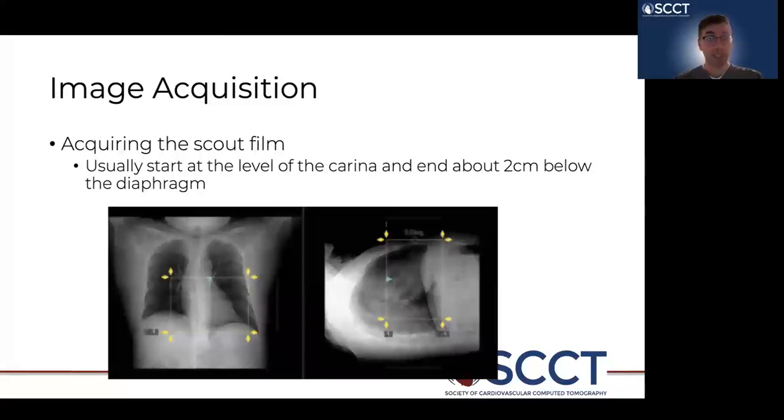So for image acquisition, we get the scout film. This is, like I mentioned, a chest X-ray essentially, and you can adjust the coverage. And so you want to start the Z-axis coverage. So remember, Z-axis is head to toe. You want to start it around the level of the carina. So that's right about here. And then you want to end about 2 centimeters below the diaphragm, because the heart does dip a little bit under what we're seeing as the dome of the diaphragm. And you want to also move the box more anterior off of the spine, just to minimize any attenuation artifact from the spine.